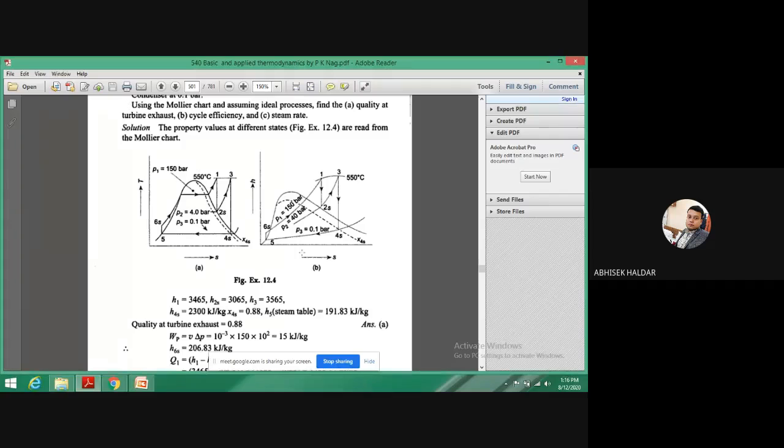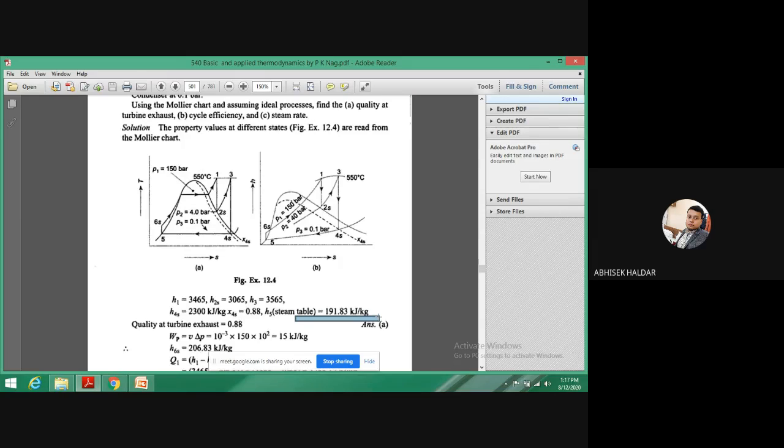Now this H5, obviously I will not get from the Mollier diagram. For that I have to open up the steam table. How will you find it? The pressure is given. At 0.1 bar, the value is 191.83. This value is written over here. You can see H5. How can I find out this value?